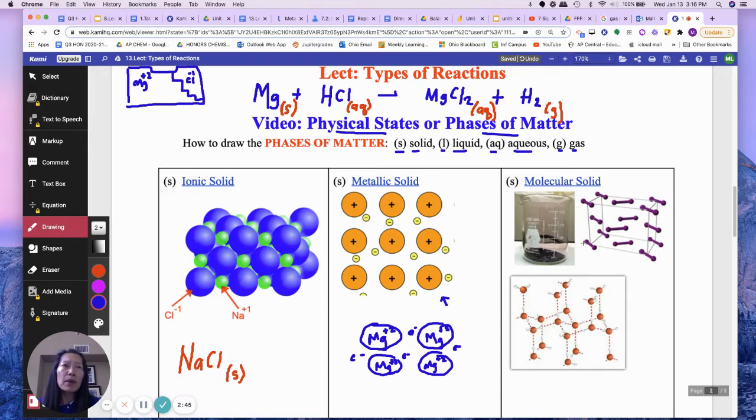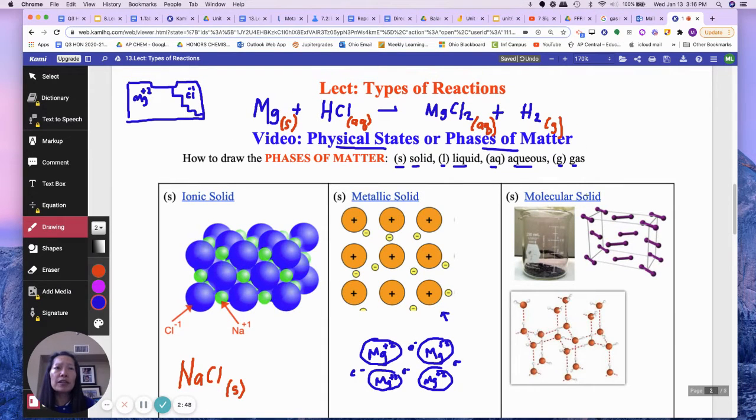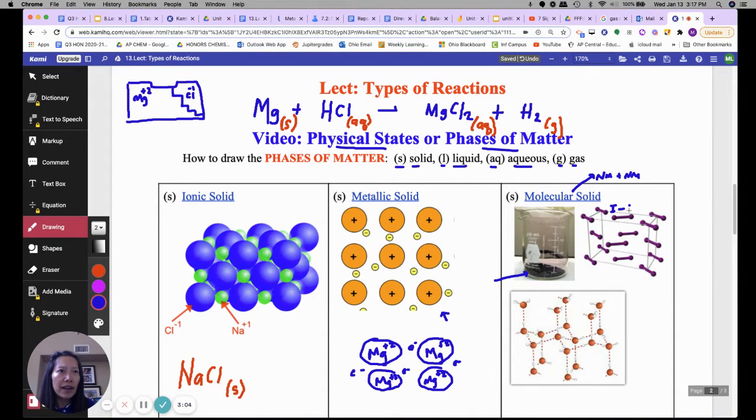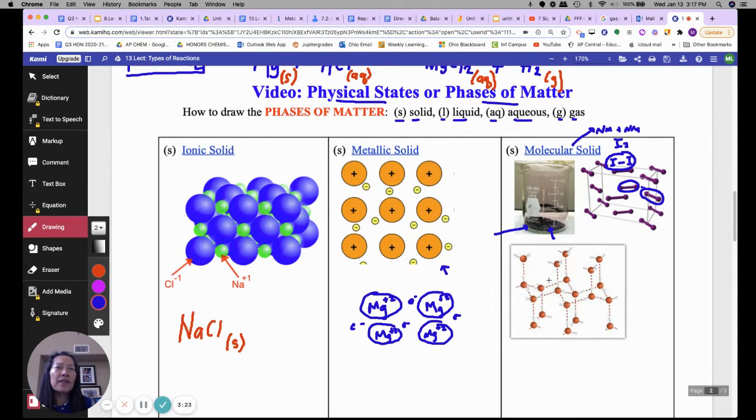You can also have a molecular solid. A molecular solid is when you have a nonmetal plus a nonmetal substance. For example, this is iodine. You can see that down there. The solid is I bonded to another I covalently. So that is one I2 molecule. This I2 has interactions with this other I2, and in a solid, they're together. So this is what it looks like. So you can have I2 as a solid.